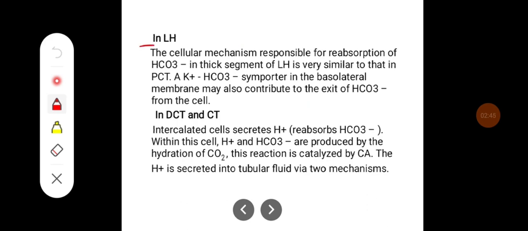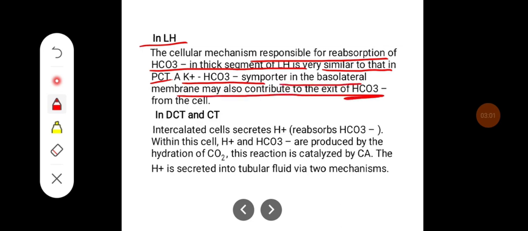In the loop of Henle, the cellular mechanism responsible for reabsorption of bicarbonate in the thick segment is very similar to that of the proximal convoluted tubule. A potassium bicarbonate symporter in the basolateral membrane may also contribute to the exit of HCO3 from the cell here. In the DCT and collecting tubule, the intercalated cell secretes H plus ions and reabsorbs bicarbonate.